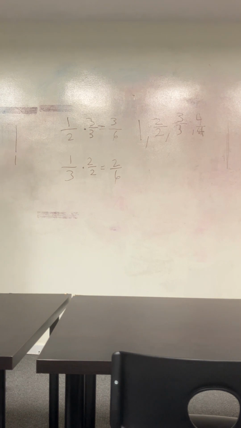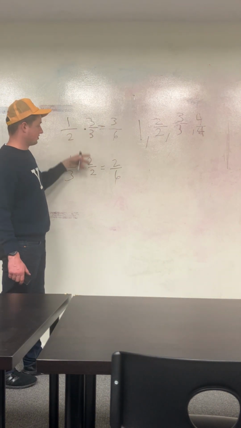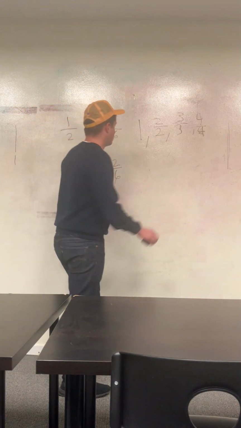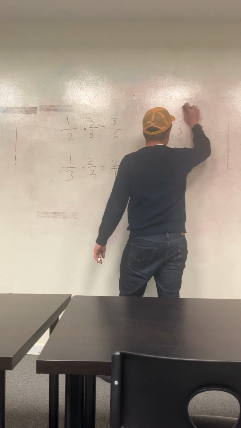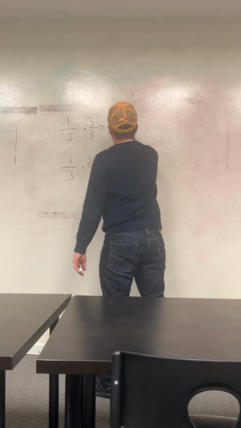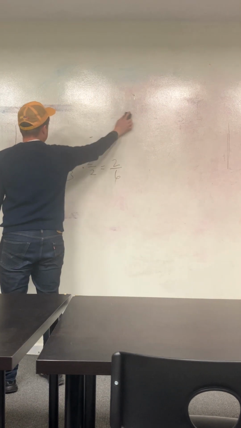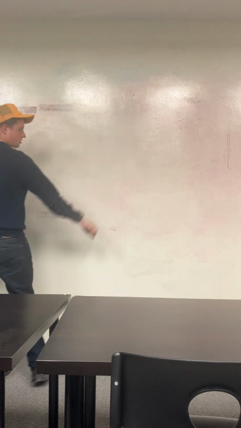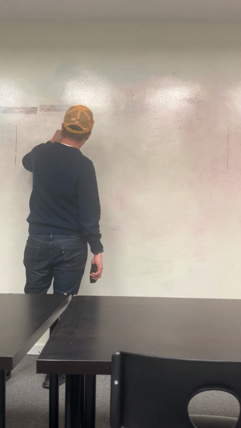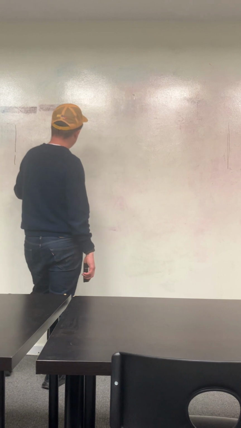You have to do trial and error with this sometimes. I was able to just look at it and know I should multiply each of them by 3 over 3 and 2 over 2. Sometimes you don't know that right away. So let's try this one together. We want to get 1/5 and 2/6 to have the same denominator. What could we multiply them by to get the same denominator? What's important is the denominator is the same.